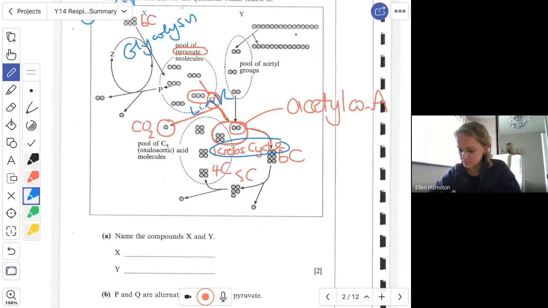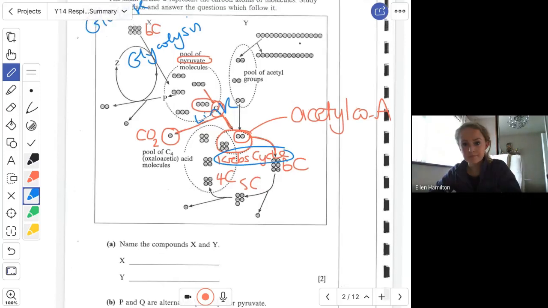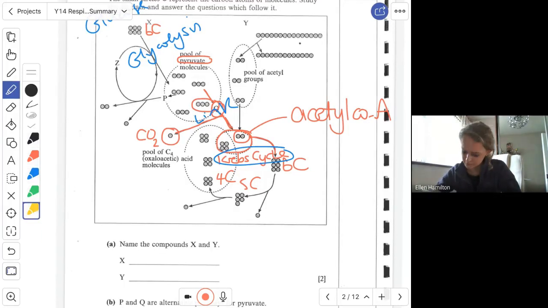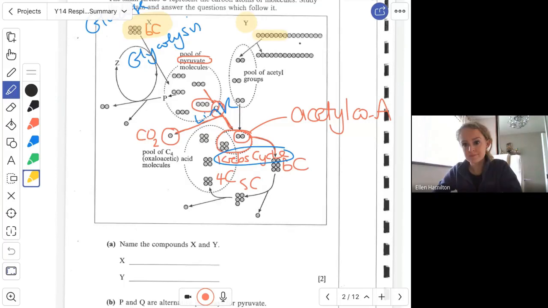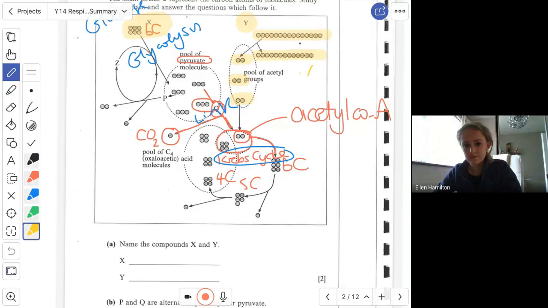First question asks you to name compounds X. So X is up here. This is X up the top there. So we've said, well, it's 6-carbon, it's probably glucose. And Y, so we haven't looked at Y. Y is this big long chain of carbon molecules which gets broken up into 2 carbon units. So hopefully you'll remember that, well, we talked about fatty acids getting chopped up into 2 carbon units. So those would be fatty acids there for Y.